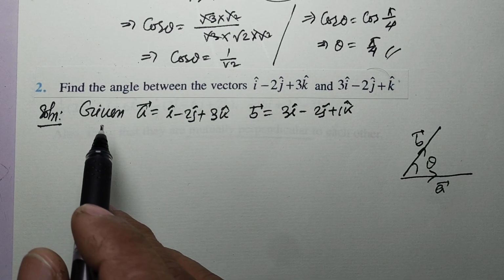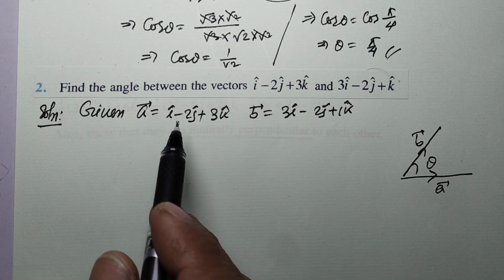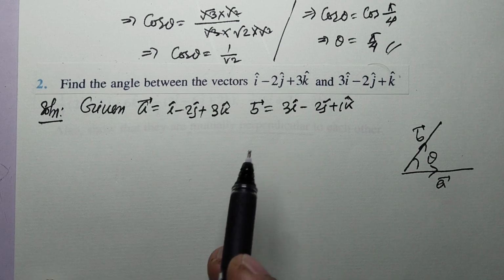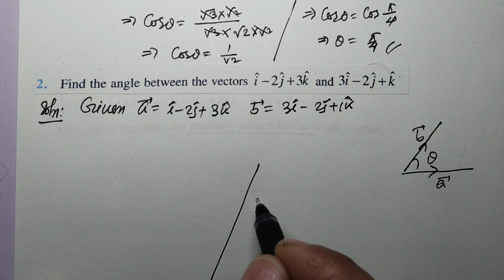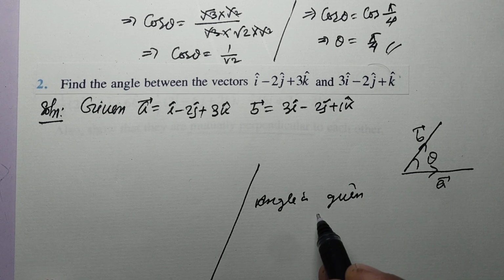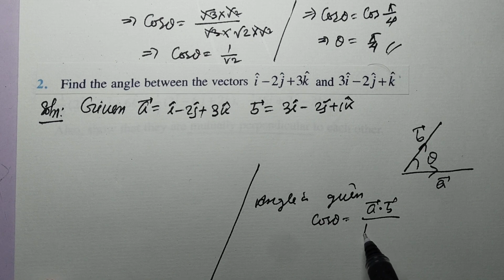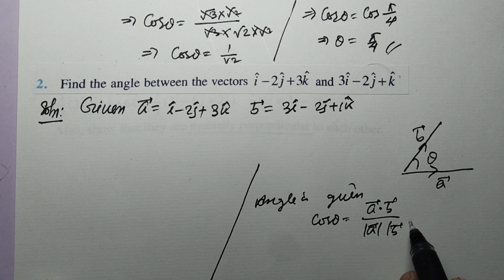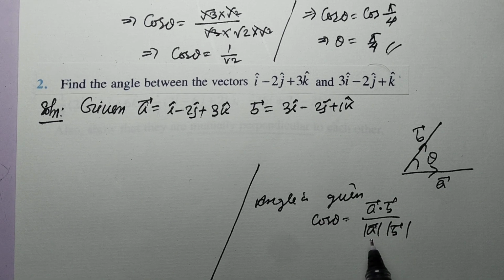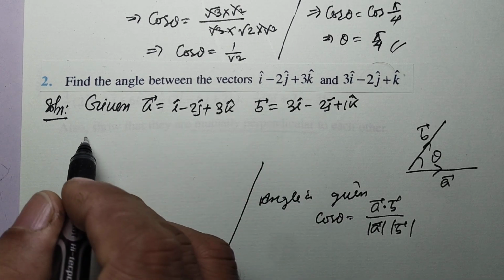Question number 2, vector a is given, vector b is given, and we are asked to find the angle between them. So the angle between the vectors is given by the formula cos theta is equal to a dot b by magnitude of a into magnitude of b, which we know. So at first we must find out the dot product, magnitude of vector a and magnitude of vector b. So these are the two vectors given.